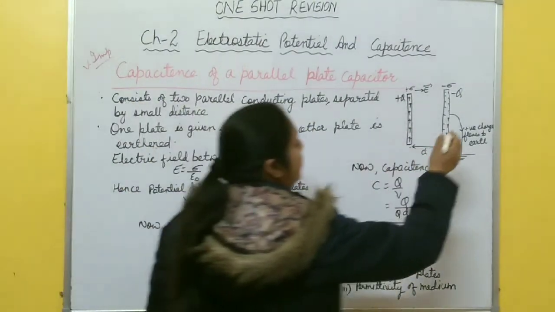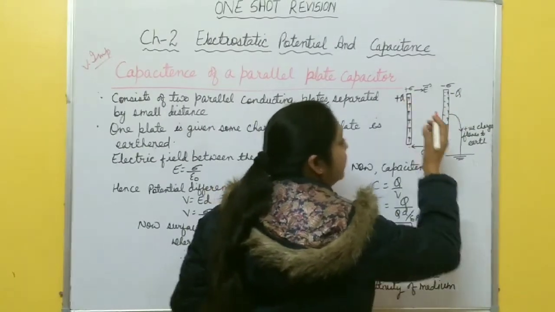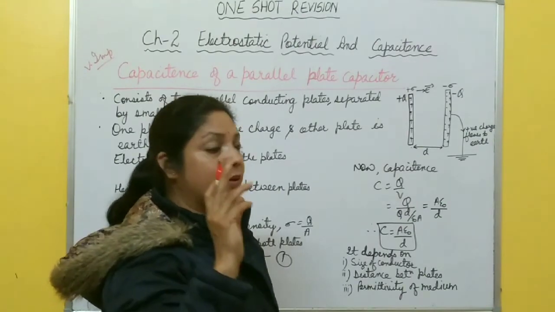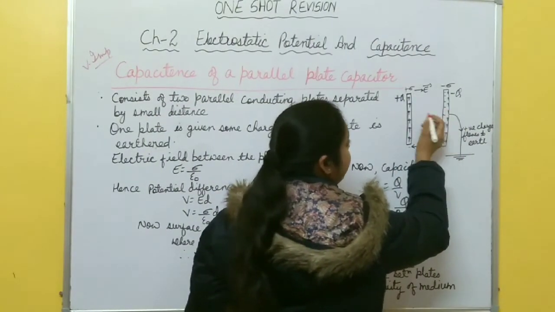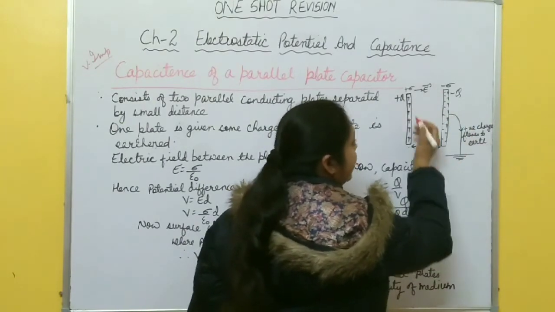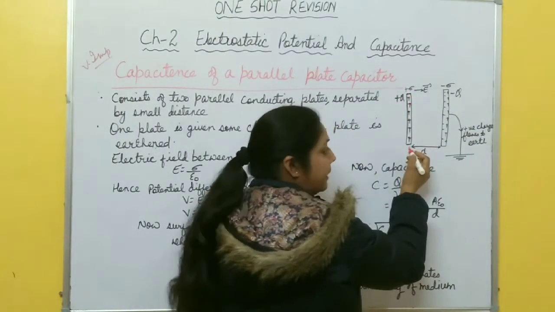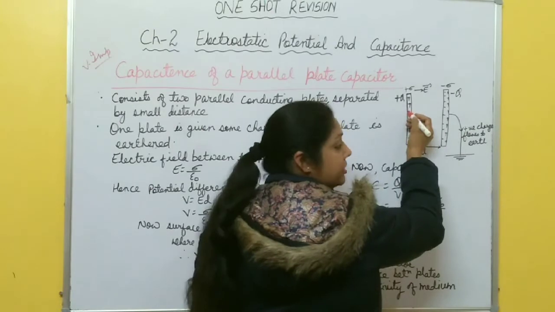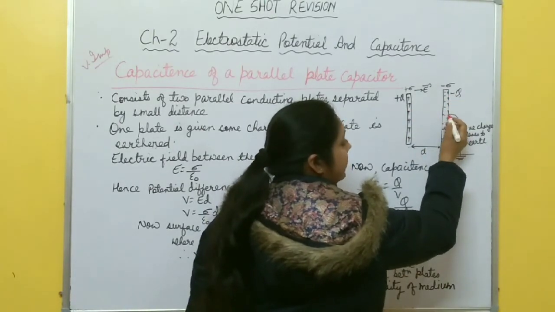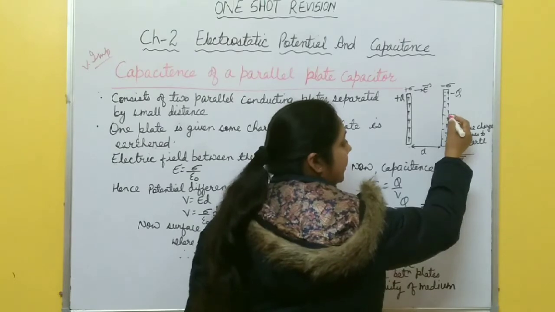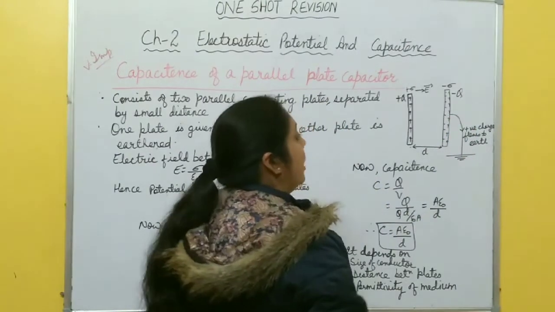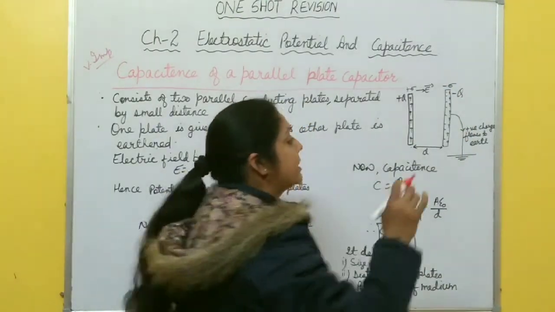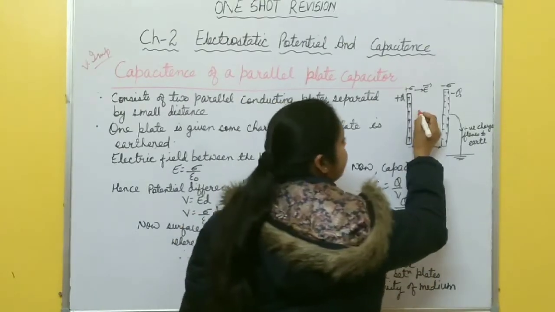Now you know that due to a plane sheet, the value of electric field is E equal to sigma by 2 epsilon naught. So in between these two plates, due to the induction process, what happened? Suppose positive charge is given to this plate. Due to induction, negative charge is induced towards this positive plate, and positive charge is on this side, and this positive charge is connected to the earth, so it flows to the earth. Now one plate has positive charge, the other plate has negative charge. It means an electric field is set up between these two plates.